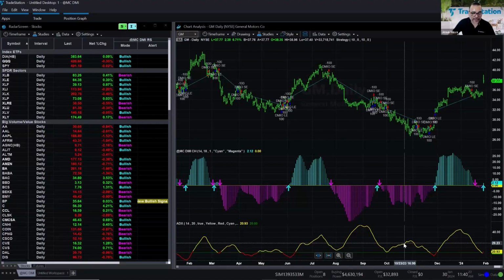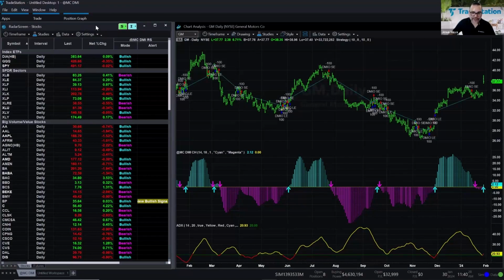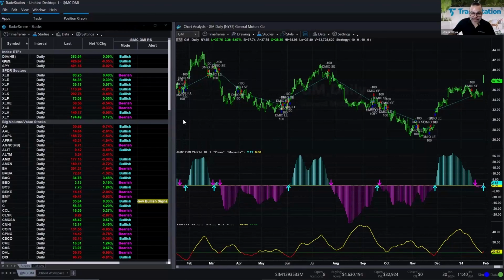One thing that I wanted to show you is this RadarScreen here on the left-hand side. RadarScreen is a type of application that's going to help you identify symbols that are showing signals for the DMI or any other study for that matter.